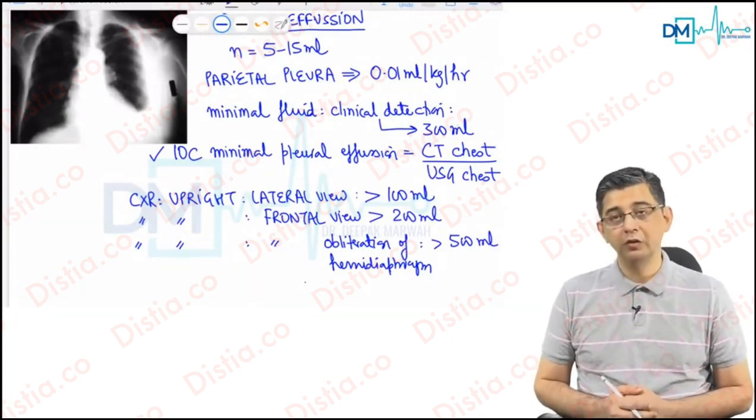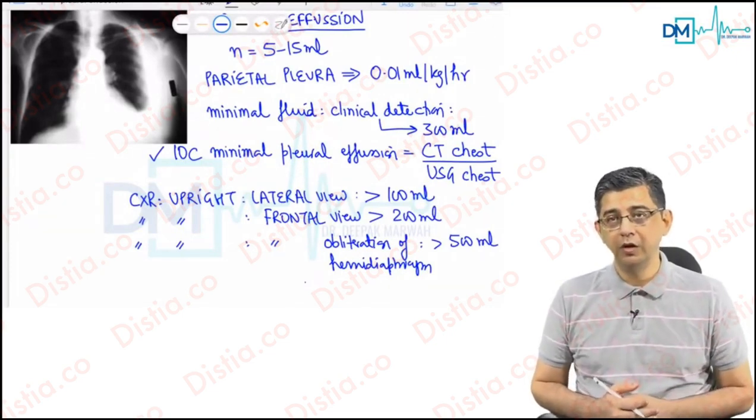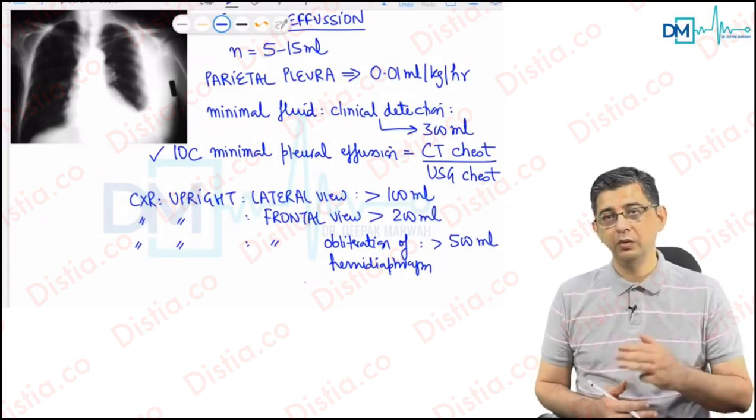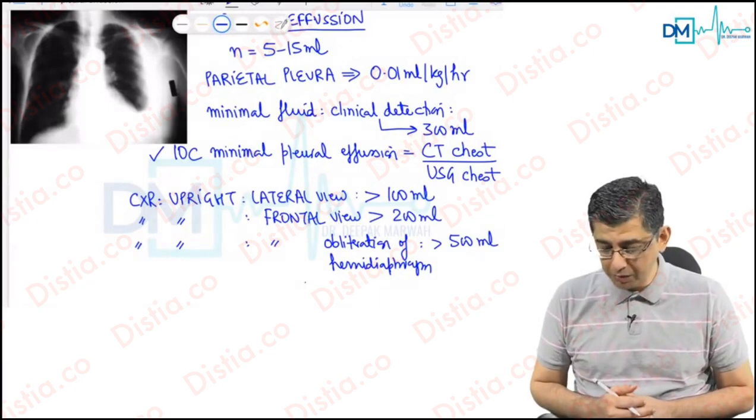When it comes to frontal view, it would be 200 ml. Clinical detection is 300 ml, and for obliteration of the hemidiaphragm it's 500. So it's 100, 200, 300, 500, and I hope I have been able to make you remember this.